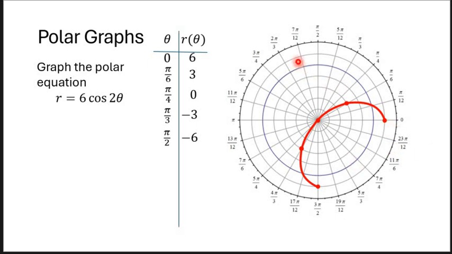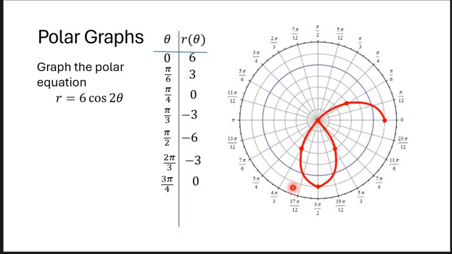Next, I'm going to plug in 2 pi over 3, just beyond that quadrant angle. When I plug in 2 pi over 3, I'm going to get the cosine of 2 times 2 pi over 3, or the cosine of 4 pi over 3, which is -1/2. 6 times -1/2 is -3. I'm going to plot that point, 2 pi over 3, but I have to go across the pole to 3 and plot it there. Connecting those with a smooth curve, I get this. And now, after 2 pi over 3, I'm going to plug in 3 pi over 4. Plug in 3 pi over 4, I get the cosine of 3 pi over 2, which is 0. 6 times 0 is 0. So I'm back at the pole. I'm just going to connect with the pole.